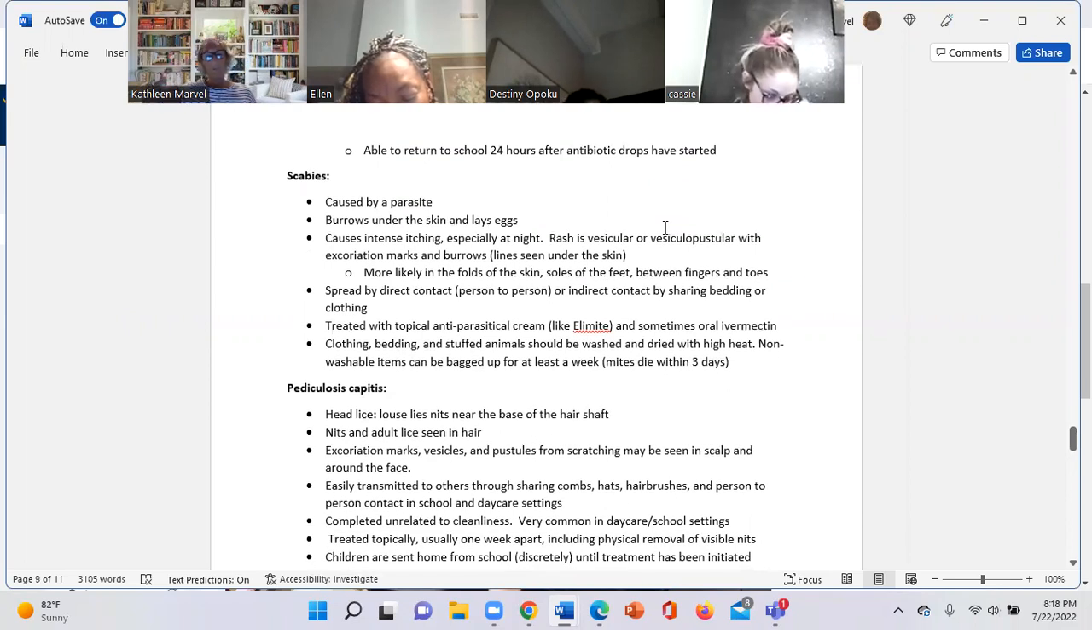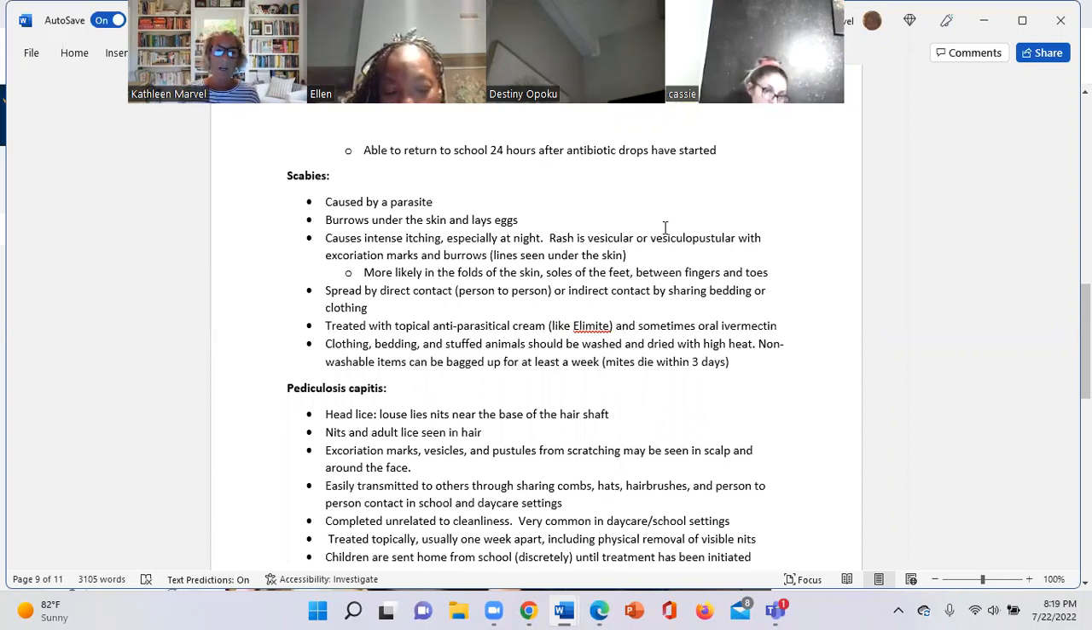Okay, scabies. You know what scabies are? A parasite. It burrows under the skin and lays eggs. It causes intense itching, especially at night. The rash is vesicular, with excoriation marks and burrows. You can see lines under the skin. Scabies is most likely located in your skin folds, soles of your feet, and between your fingers and toes.